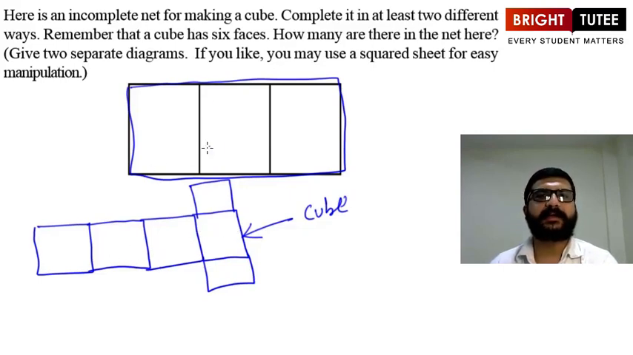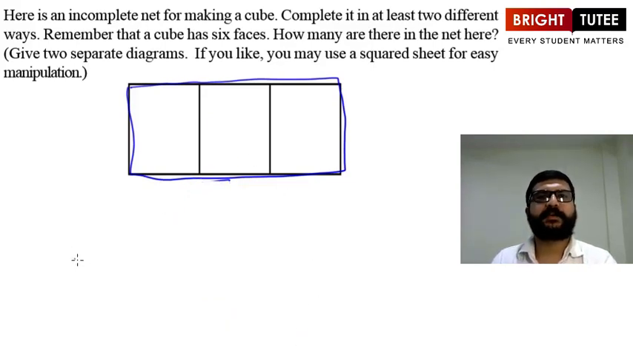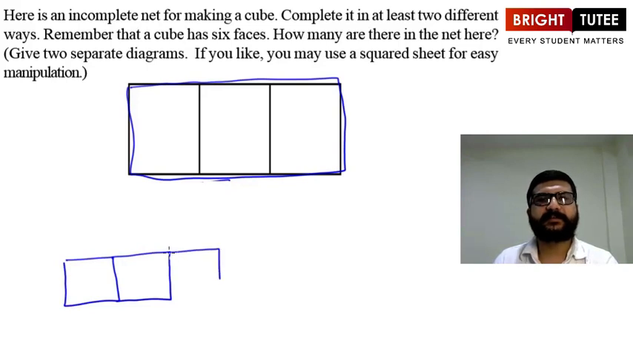Now we need one more diagram. For the second one, we can again take 3 squares in the same way as we did in the previous one. Like this we have taken 3 squares, and then we can add one more square here. Now these are the 4 faces. We need 2 more faces. We can draw them like this.